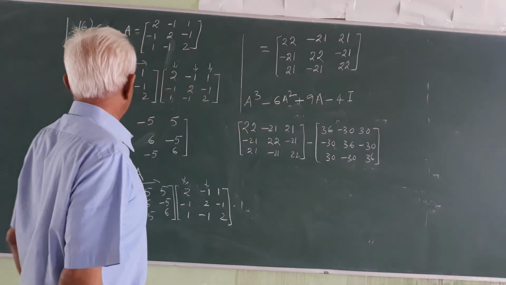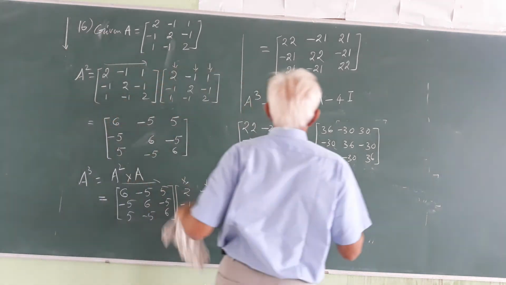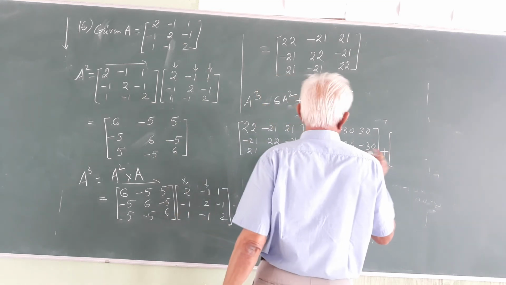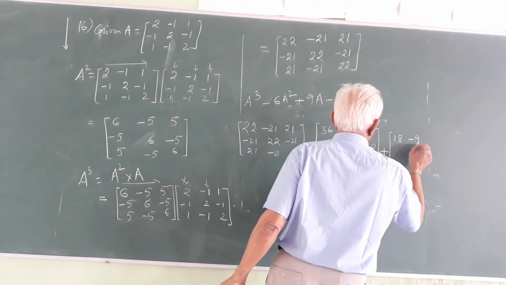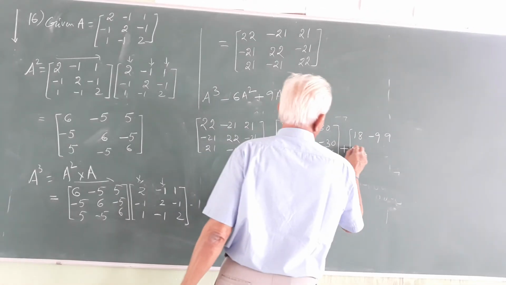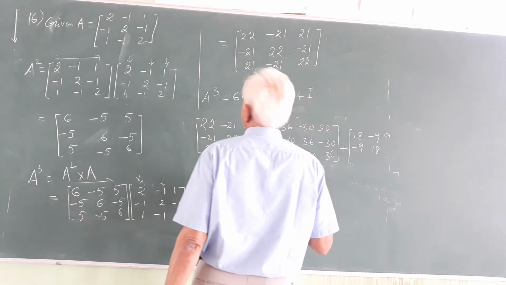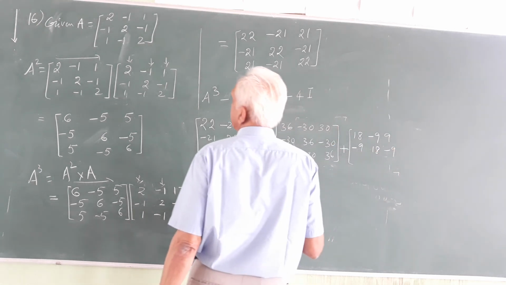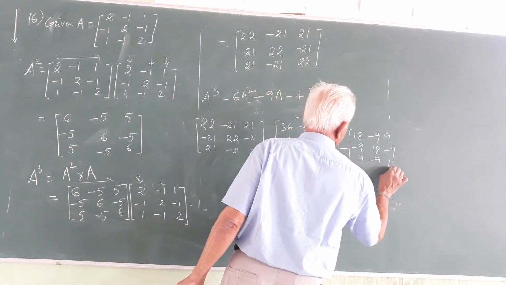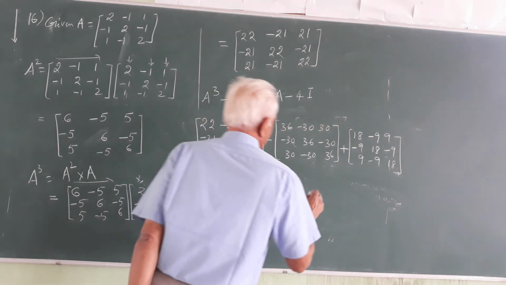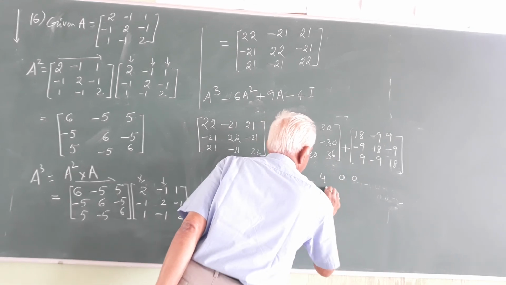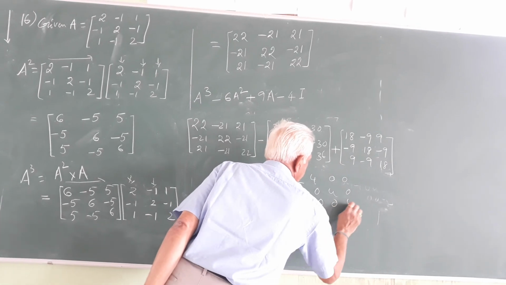9A means 9 into this. You will be getting [18 -9 9; -9 18 -9; 9 -9 18]. Plus, minus 4I means [4 0 0; 0 4 0; 0 0 4].